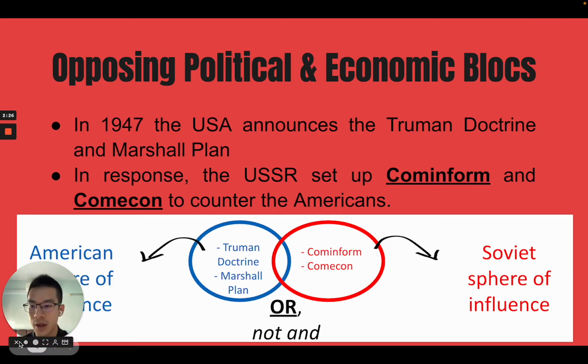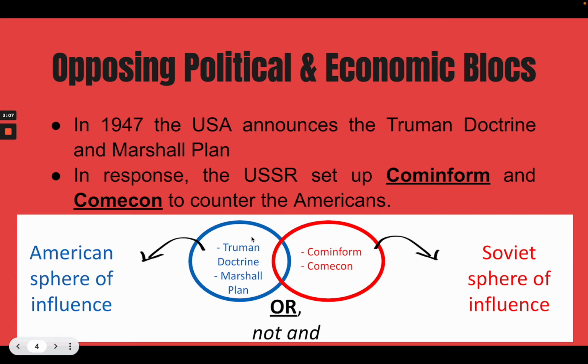So let's start off with this idea, okay, on the opposing political and economic bloc. Okay, a bloc here refers to an alliance, a group of countries coming together with a common purpose. So we recall in the previous lessons, in 1947, USA announces the Truman Doctrine and the Marshall Plan. And in response to this, the USSR sets up Cominform and Comecon to counter the Americans. What essentially was happening was that both the Americans and the Soviets wanted to set up their respective spheres of influence. Okay, a sphere of influence refers to the zone where they have a lot of control over.